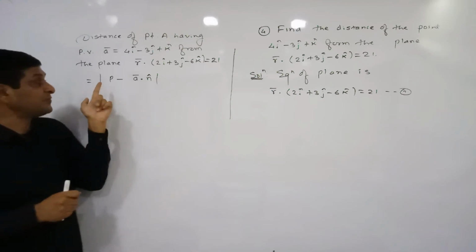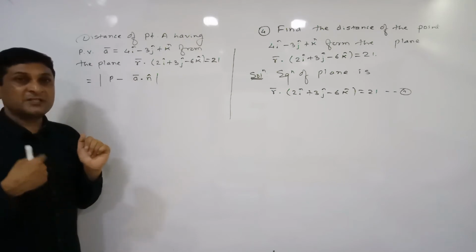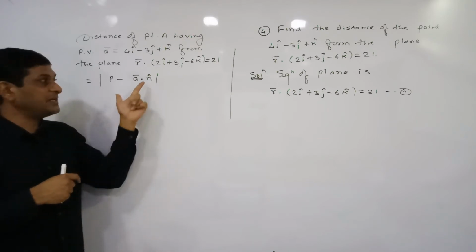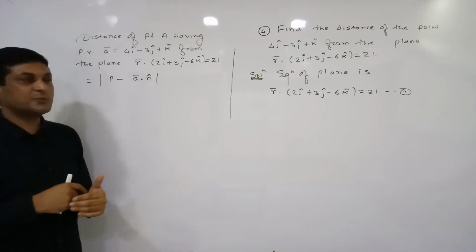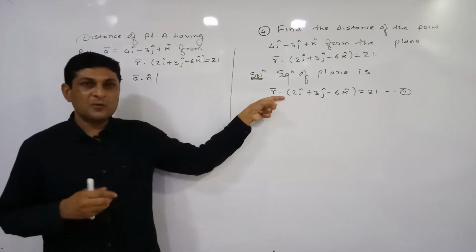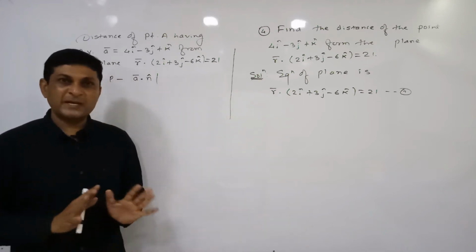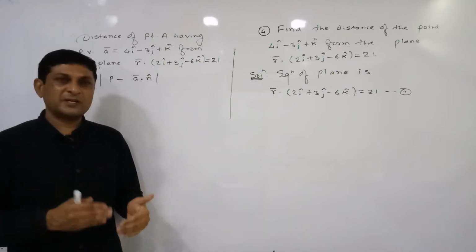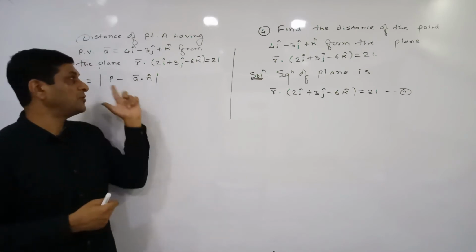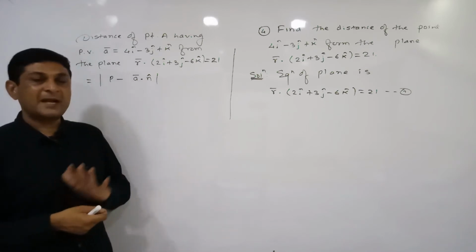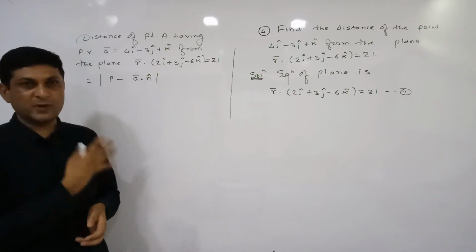But to apply this formula we will require p and what? n cap. p means the distance of the plane from the origin, and n cap is a unit vector along the normal. To find out these values, this equation of plane, we have to convert it into what? Normal form. When the equation of plane is given to us, we have to convert it into the normal form. Once the equation is in normal form, we will get the value of p and n cap. And substituting these values in this formula, we will get the distance of the point from the plane.